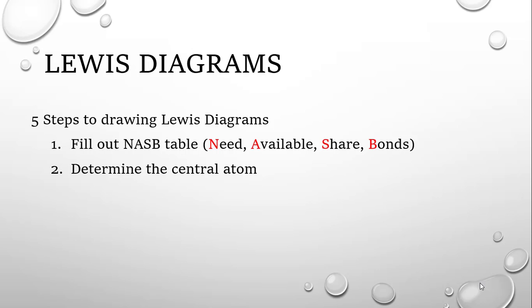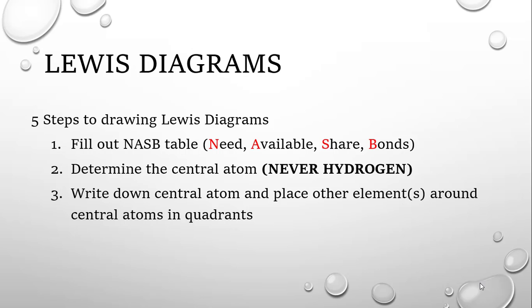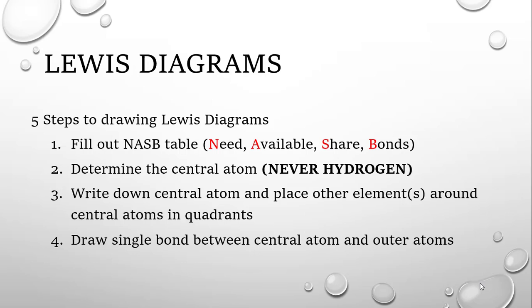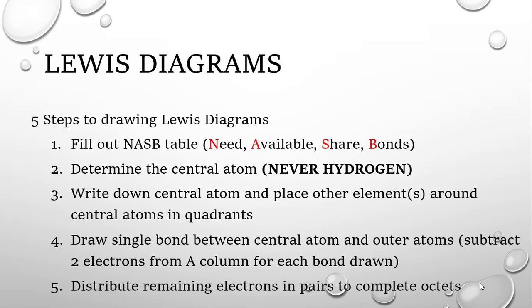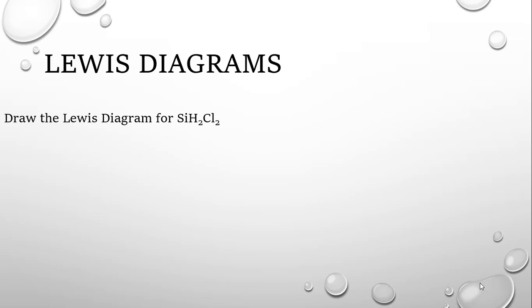Then you're going to figure out the central atom, and the central atom will never be hydrogen. Write down the central atom and place the other elements around it. Draw a single bond between the central atom and the outer atoms. Remember to subtract 2 electrons from the available column for each line that you draw. Take the remaining electrons from the available column and in pairs distribute them around the appropriate elements to complete noble gas configurations. So I want you to draw the Lewis diagram for this structure.